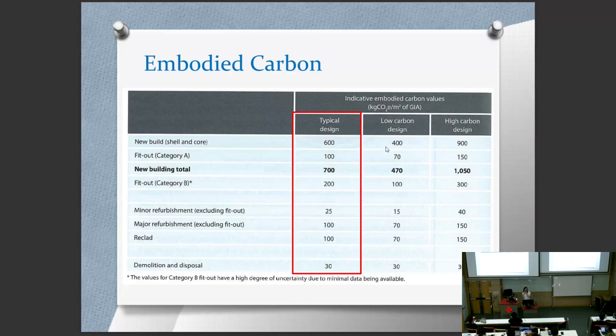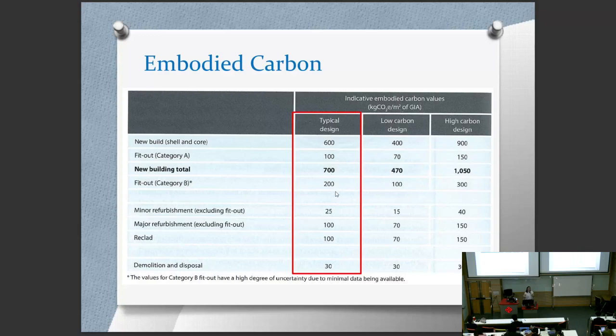This is a table that you should have seen last week. Last week we studied the embodied carbon, right? Based on the data by the author, the typical design will result in an embodied carbon value of 700 kg of carbon dioxide equivalent per square meter. This is the typical value for buildings in the UK, the initial embodied carbon.